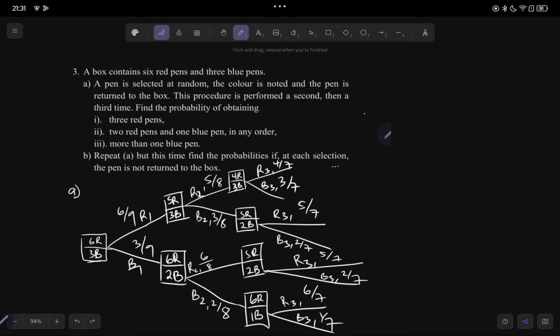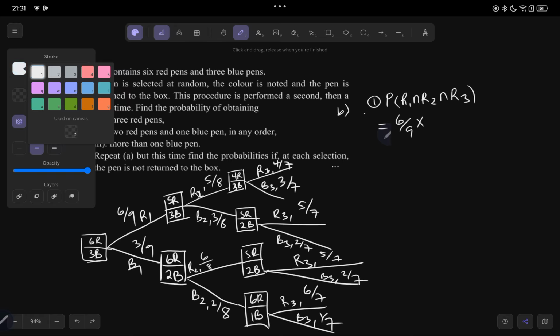One out of 7. Good. Now let's answer our questions. Question 1: 3 red pens. The same thing we had done there before. It will be getting red is picking red the first time, red the second time, and red the third time. 6 out of 9. We are now here.